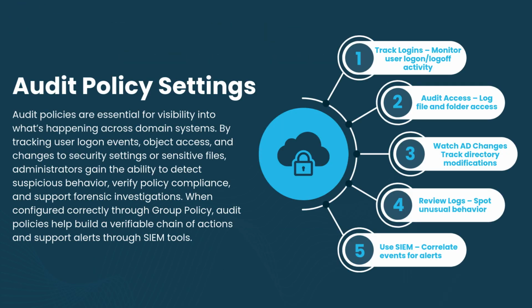Audit policies provide essential visibility into what's happening on your network. With the right GPO settings, you can track user login and log-off activity, file access, and even changes made to Active Directory objects. This not only helps with forensic investigations after an incident, but also gives real-time insight into suspicious behavior. For example, if an account attempts multiple failed logins or modifies sensitive security settings, your audit logs will show it. Integrating these logs into a SIEM platform allows you to correlate events and set up alerts so that abnormal behavior triggers immediate notification, enabling faster response and containment.